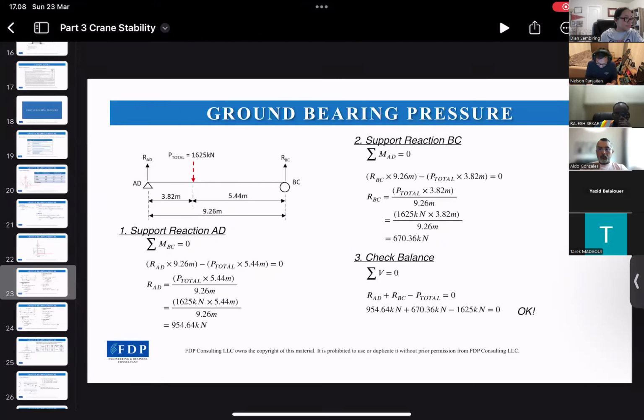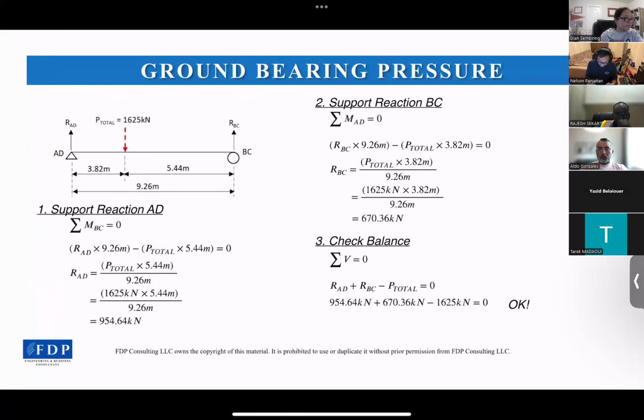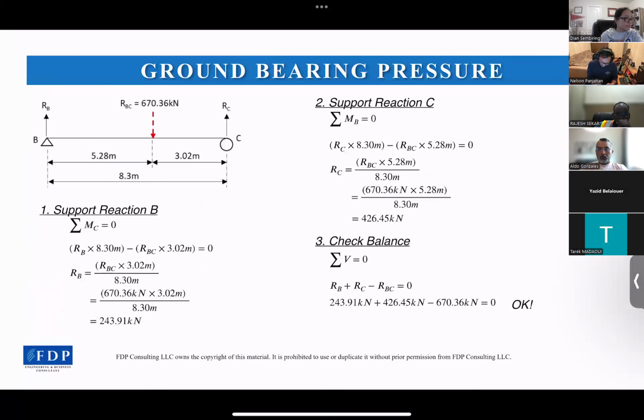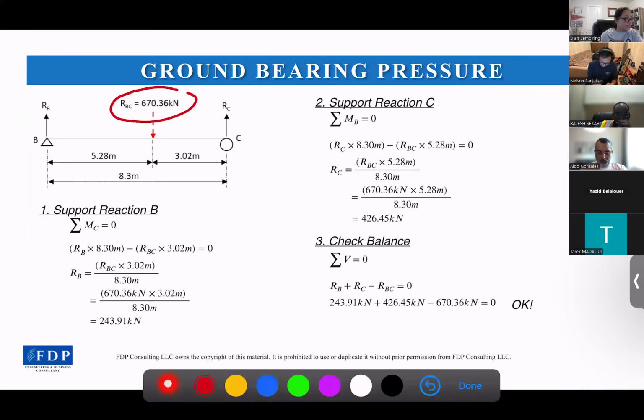For example, for BC, we've got the reaction for the BC side, which is 670.36 kilonewton, correct? Now we want to distribute this reaction to B and C, right? So we have 670.36 kilonewton, located 5.28 meters from B and 3.02 meters from C, and the total is 8.3 meters, with the same methodology we used.